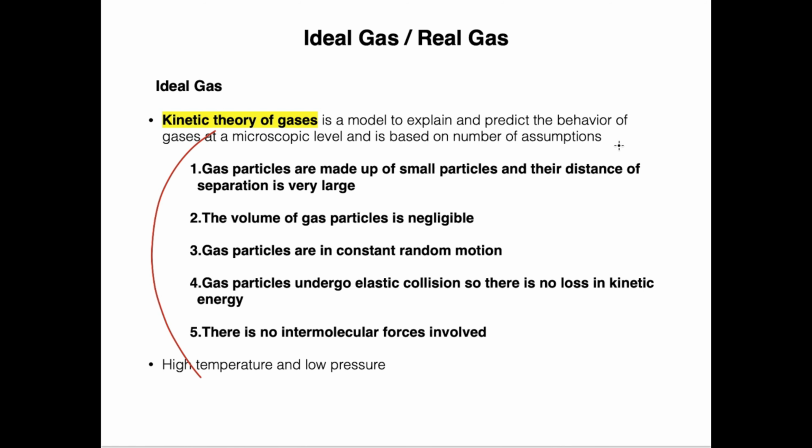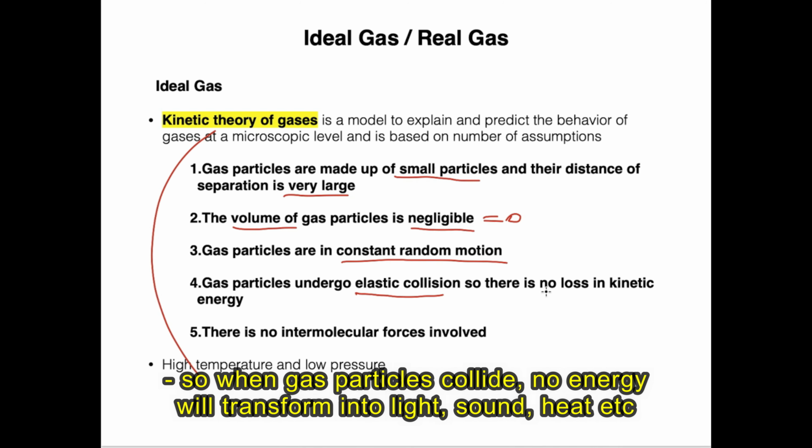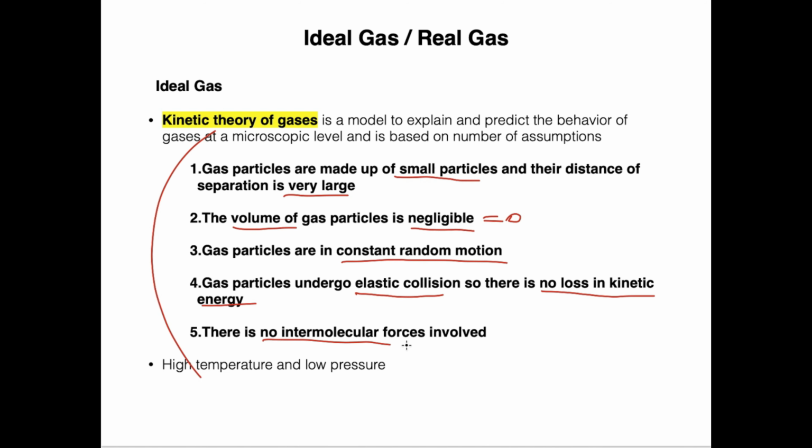Gas particles are made up of small particles, and their distances of separation are very large. The volume of the gas particles is negligible, so it's 0. Gas particles are in constant random motion. Gas particles undergo elastic collisions, meaning that there is no loss in kinetic energy. Lastly, there are no intermolecular forces involved. And for ideal gases, we usually say that gases at high temperature and low pressure behave similarly to ideal gases.